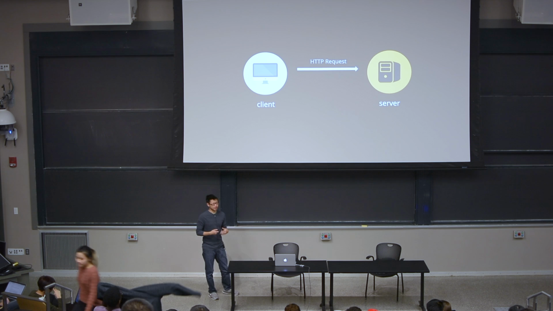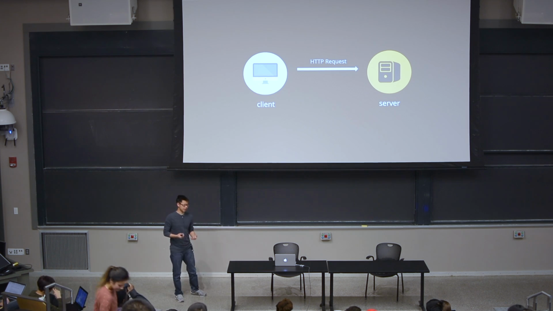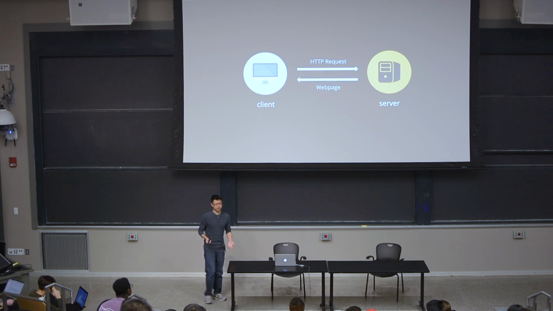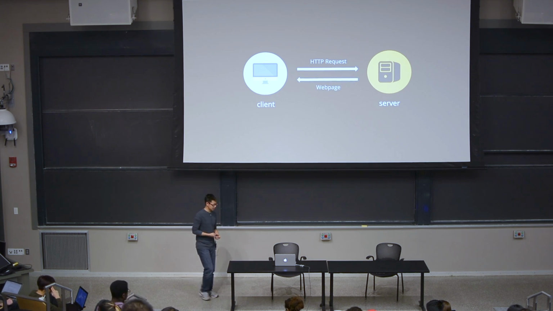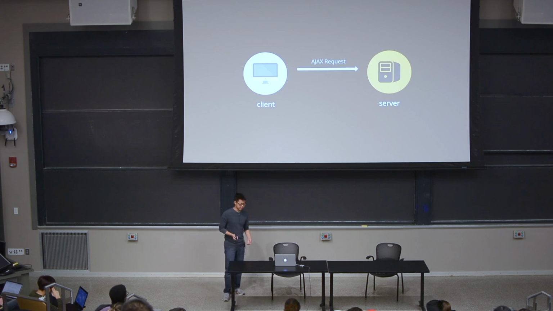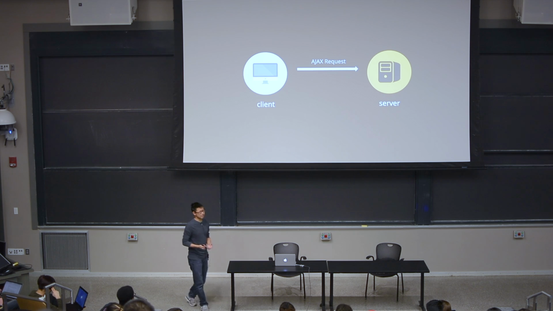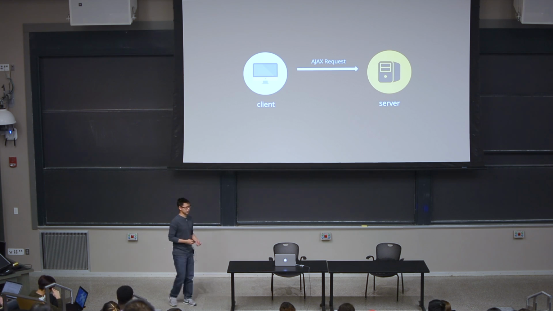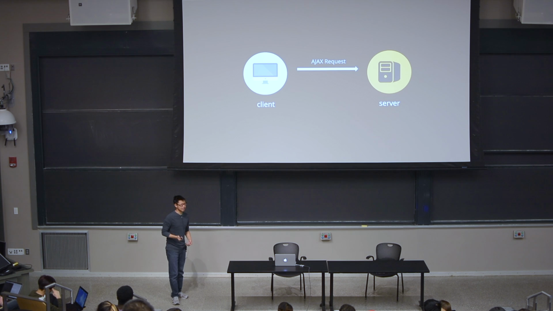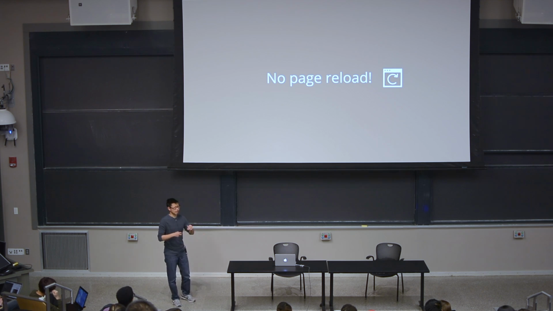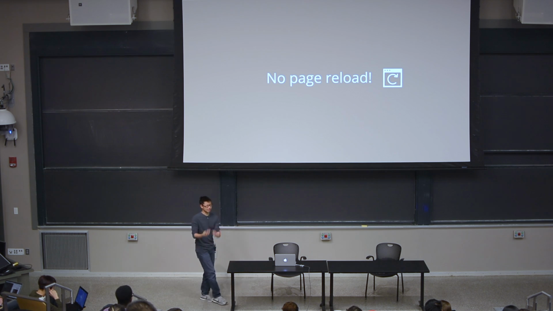So in a typical request, your client or the browser will send an HTTP request to the server, and the server sends back a web page. So this is what you've been doing in the workshops. With an AJAX request, the client, your browser, sends an AJAX request to the server, and instead of sending the web page, the server sends back some data as a JSON object. I want to talk about what JSON is in a second, but the idea of this approach is that you no longer need a page reload every time you send data to the server.